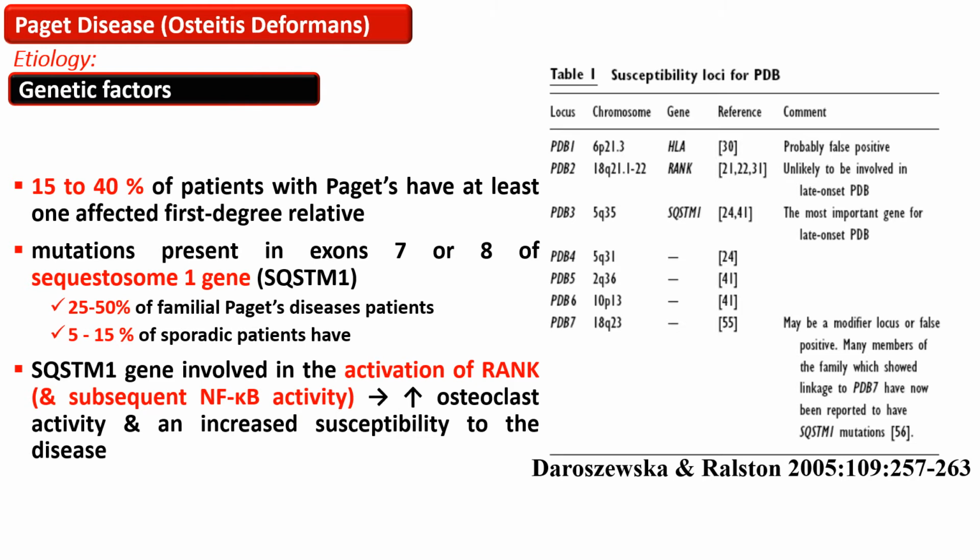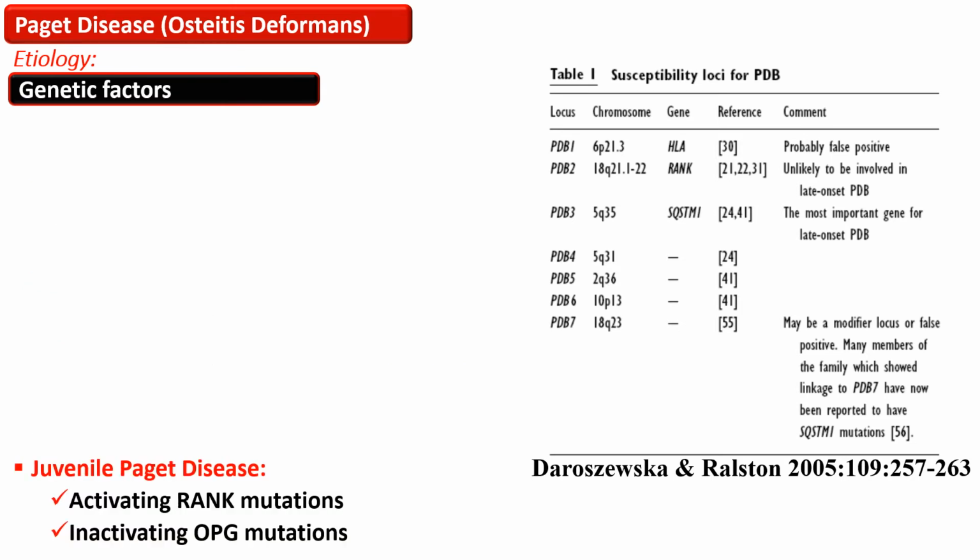This sequestosome 1 gene is involved in the activation of RANK and hence subsequent activation of nuclear factor kappa B, and it causes increased osteoclastic activity and increased susceptibility to the disease. There is a variant called juvenile Paget's disease, and this juvenile Paget's disease is due to activating RANK mutation or inactivating osteoprotegerin mutations.